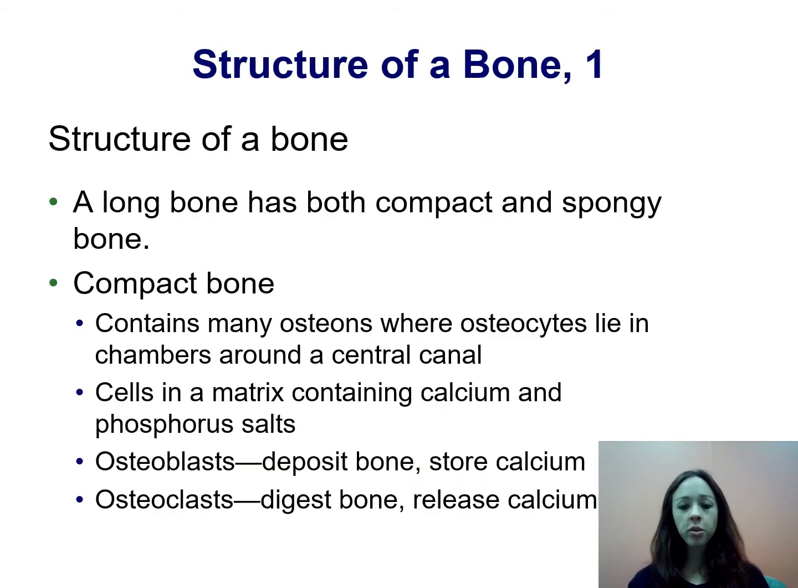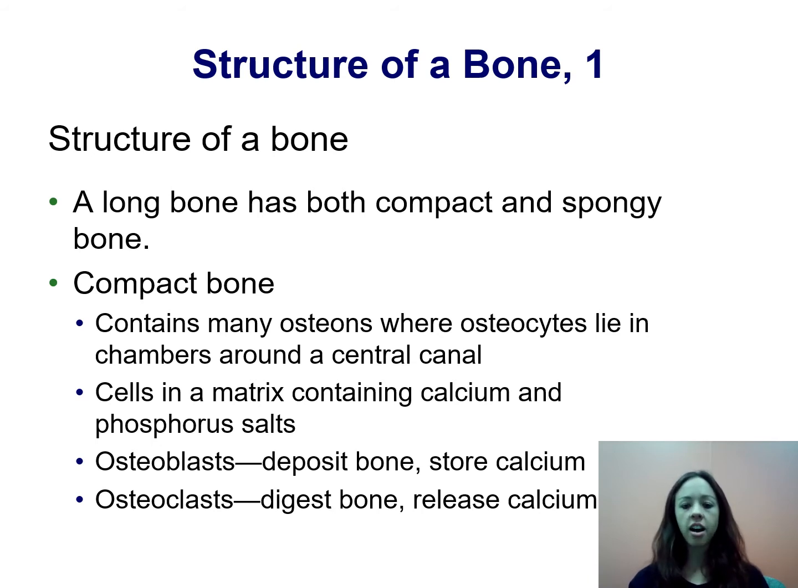When a long bone is split, you can see the compact bone in the middle and the spongy bone on the end. The compact bone is made up of many osteons. Osteons are made up of bone cells called osteocytes that lie in chambers surrounding a blood vessel. In between the osteocytes are deposits of calcium and phosphorus salts, which help reinforce the bone.